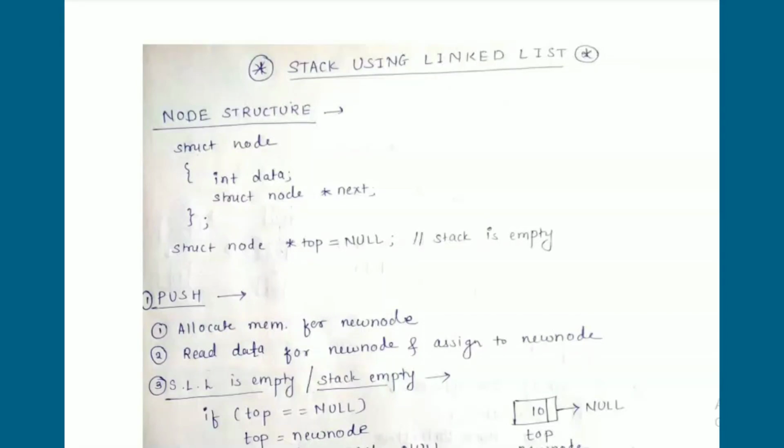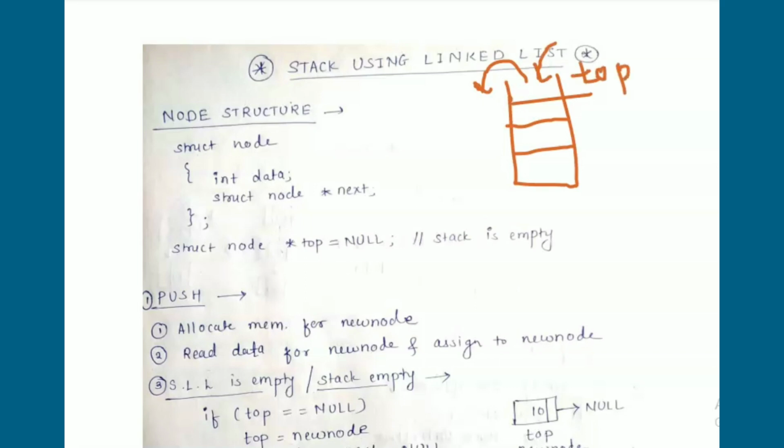Hello friends. Now we are going to discuss how to implement a stack using a linked list. A stack is a linear data structure in which data is inserted as well as deleted from one end of the stack, that is nothing but the top. So this is the top of my stack. All the data is inserted as well as deleted from this end of my stack. This is called a last in first out operation.